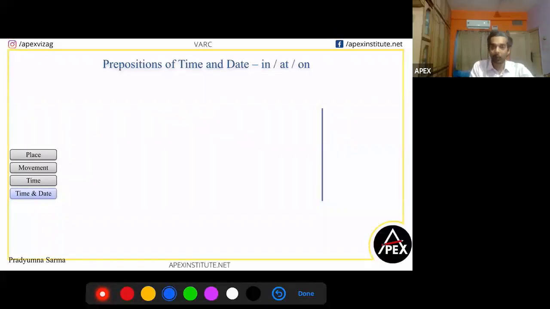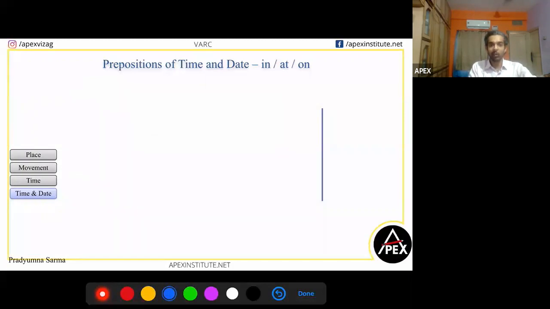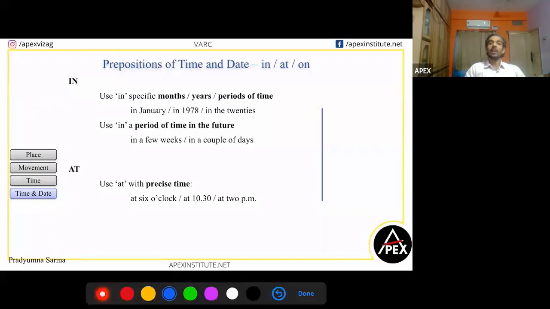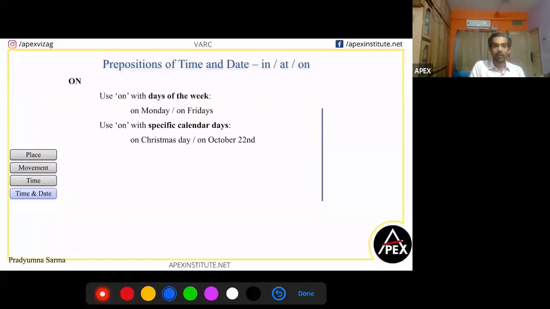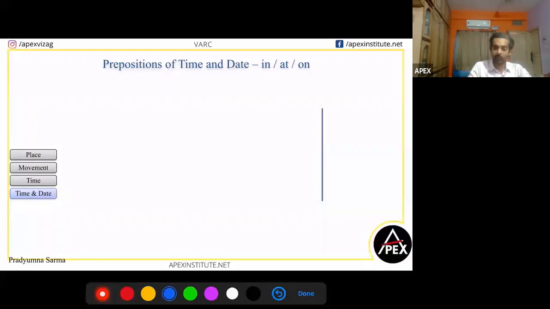Prepositions of time and date. When we're looking at time and date also, we have in, at and on. But the difference is this much. When we are looking at in over here, we are looking at specific periods, like in this month, in this specific year, or in this specific period of time. So the important part is period. Whereas when you're looking at at, you are looking at precise time. So in is period, at is precise time.